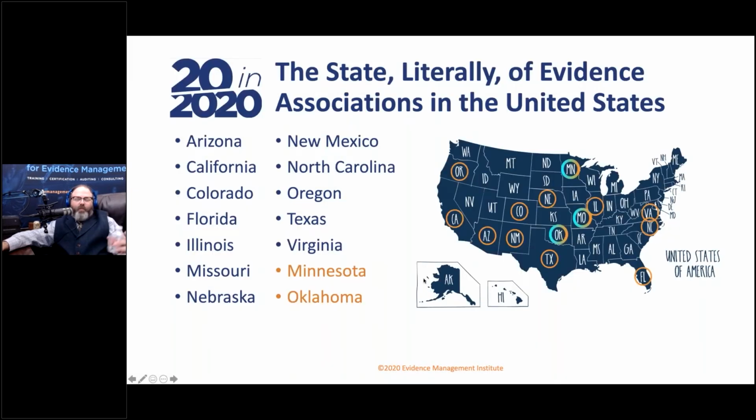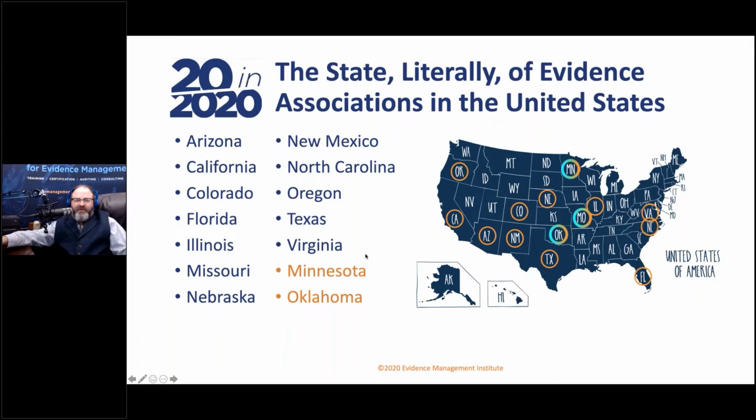And we would love to help. If you're in a state that doesn't have an association, please contact me directly. We would love to connect people. Minnesota right now is in the process of reforming or starting a new association. So, and Washington State. I've got information. I still haven't put their information up, but there are basically 13 states with some type of formal or informal evidence association in the country.